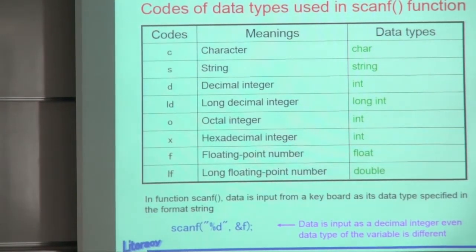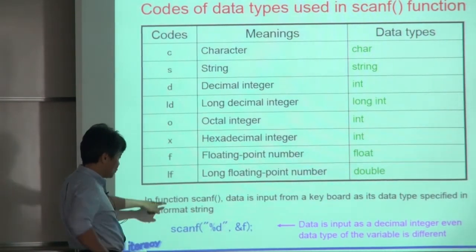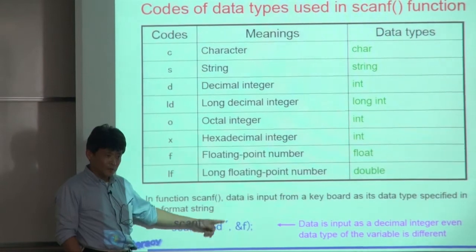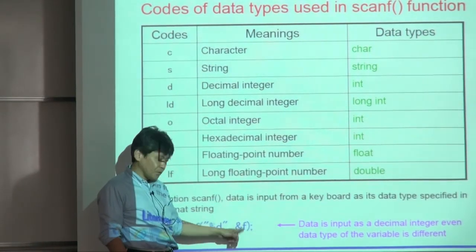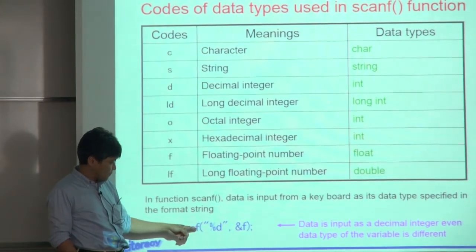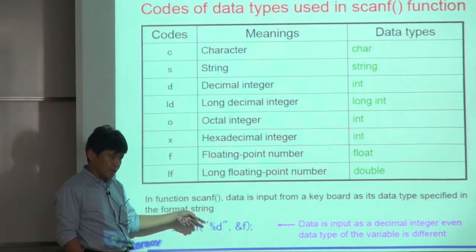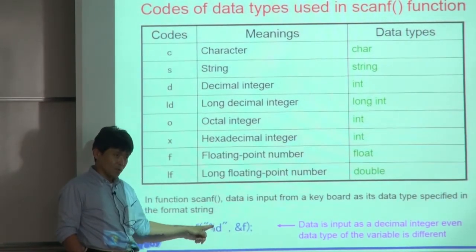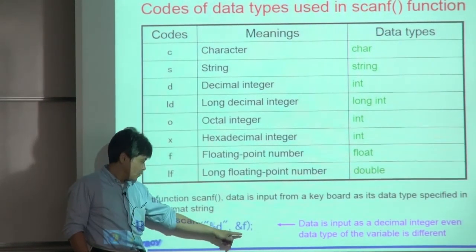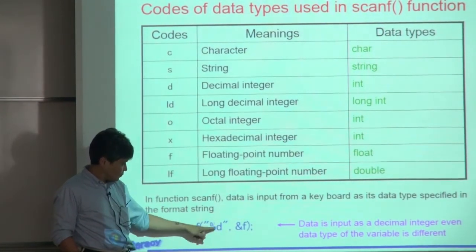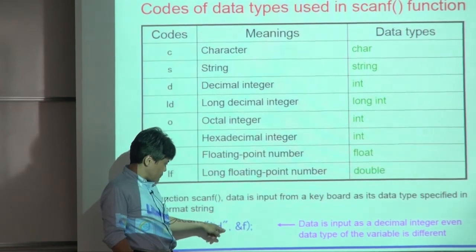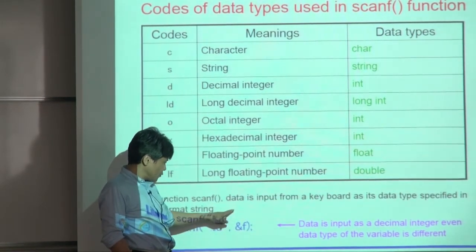So as shown here, this is very important. If you use scanf like this, actually in this case variable f is declared as a floating point number. So usually you have to specify the f character as code string for this variable. However, in this case, d is used. Actually, d is used for the decimal number.